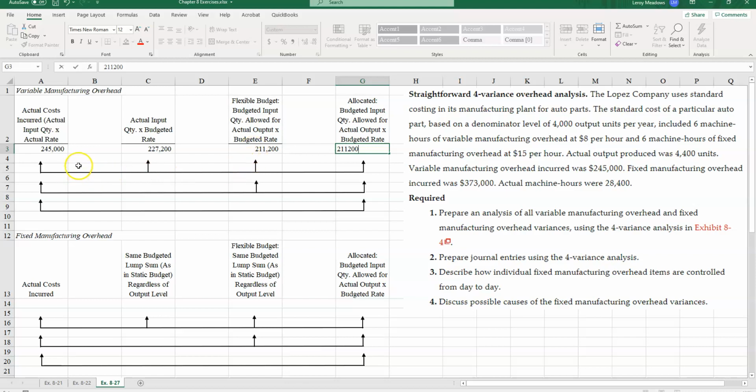Now the difference between my actual cost incurred and my actual input quantity times budgeted rate is going to be my spending variance. It's the difference between these two dollar amounts. I actually spent more than what I should have based on my budgeted rate, so it's going to be unfavorable. And by how much? $17,800. And again, that is my spending variance.